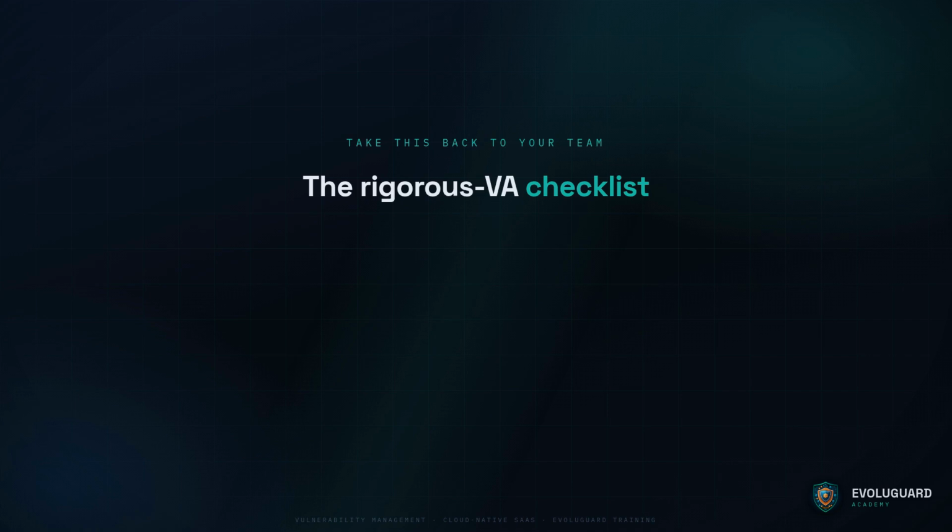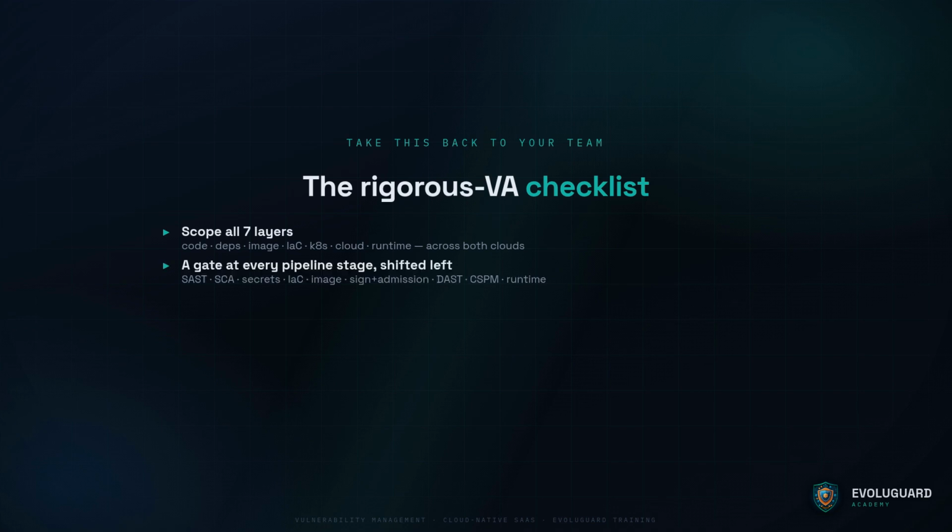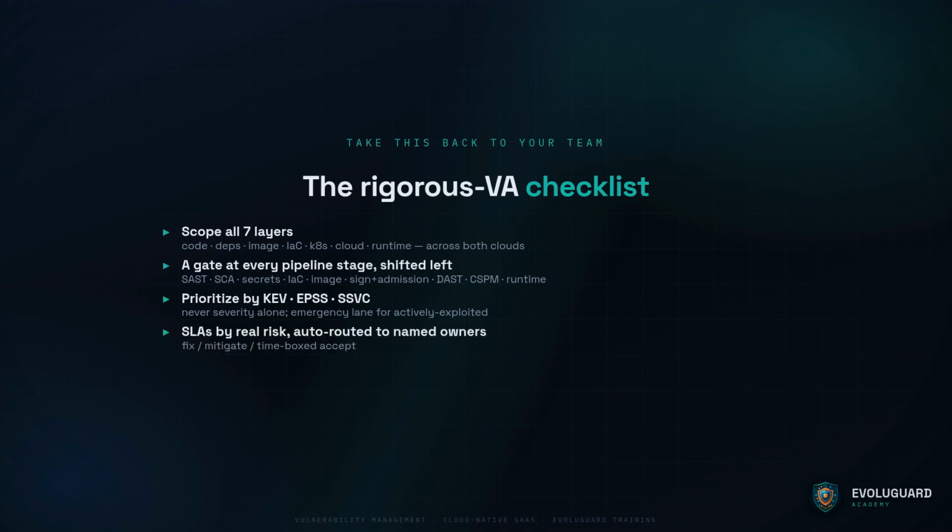So here's the checklist to take back to your team. The shape of a rigorous program on one screen. Scope all 7 layers, not just the code. Put a gate at every pipeline stage and shift them left. Prioritize with KEV, EPSS, and SSVC, never severity alone. Set remediation SLAs by real risk, with an emergency lane for what's actively exploited. Autoroute every finding to a named owner. Verify every fix by rescanning. And measure speed, coverage, and risk burn down, never raw count. Run that loop continuously, and you have a real program.